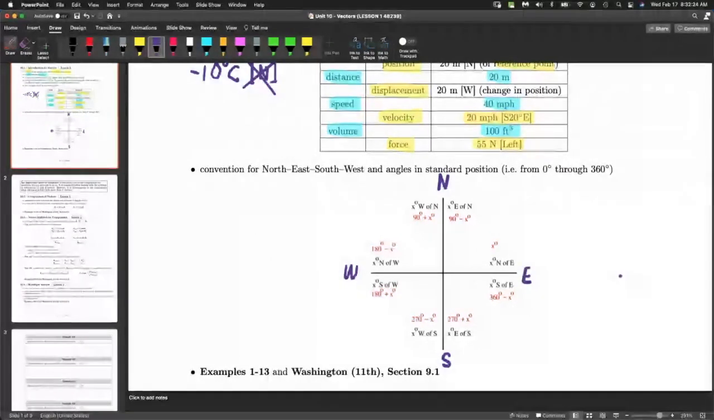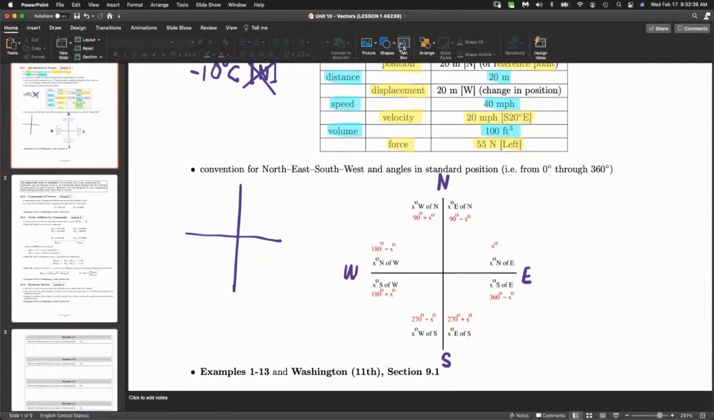But to do this, I'm going to use some notation that you might have seen back in grade 11, or you should have seen in grade 11. So I'm going to draw an axis here, and I want you to think about angles in standard position. This is something that you did a while ago, probably in grade 11.